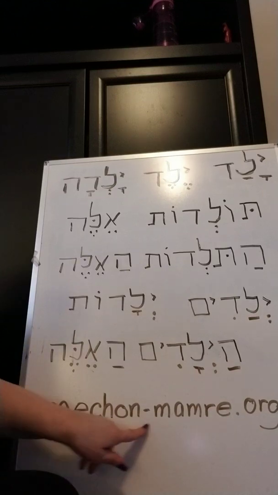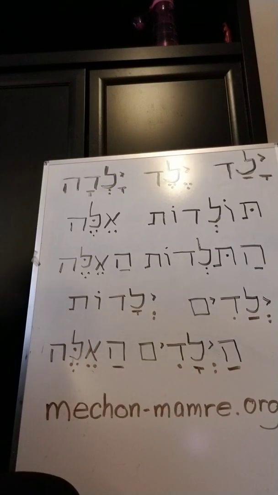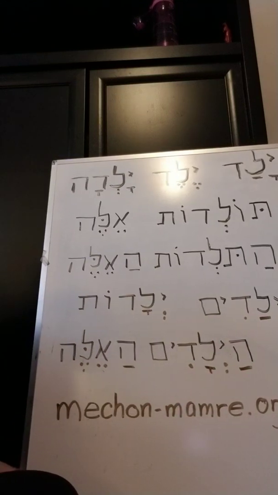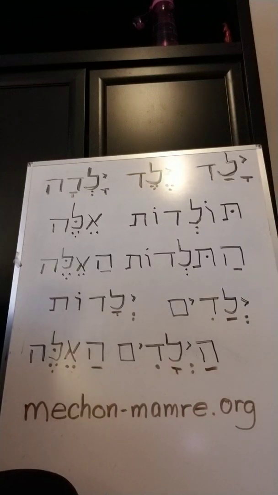Go to mechonmamre.org. Can you see all of that? That is an online version of the Tanakh, and it will have Hebrew on one side and English on the other. It's the whole Tanakh. And it looks a little different on the phone than it does on a PC or Mac.